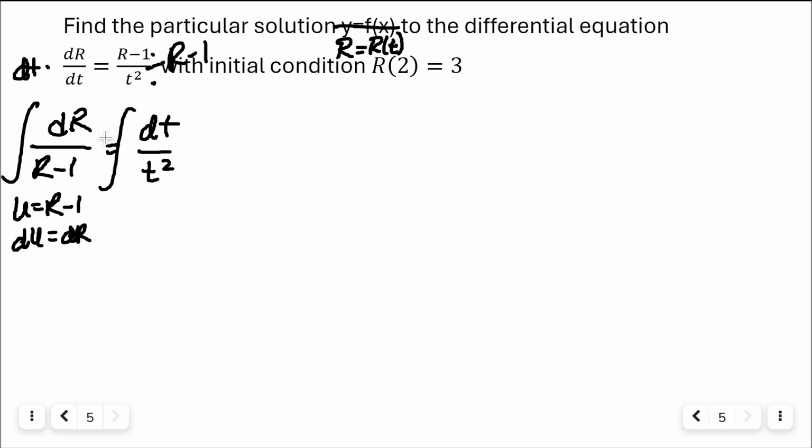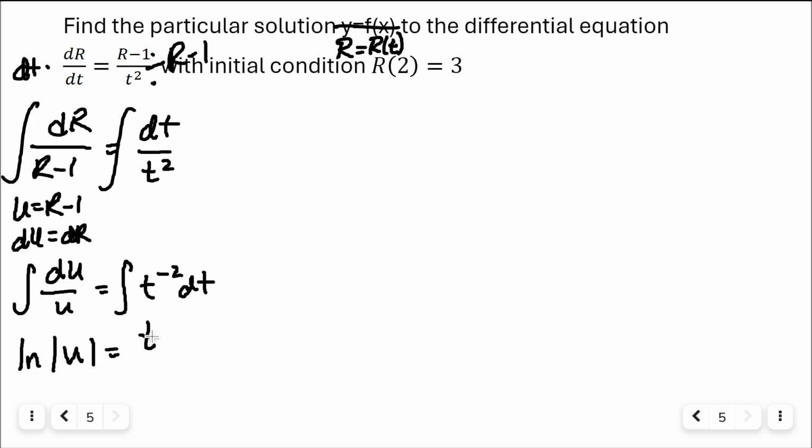So I don't need anything extra. So this is going to be the integral of du over u over there. On the other side, t to the second comes up to the top, make it t to the negative 2. Add 1 to the power, divide by what you get on the right-hand side. On the left, it's the natural log again.